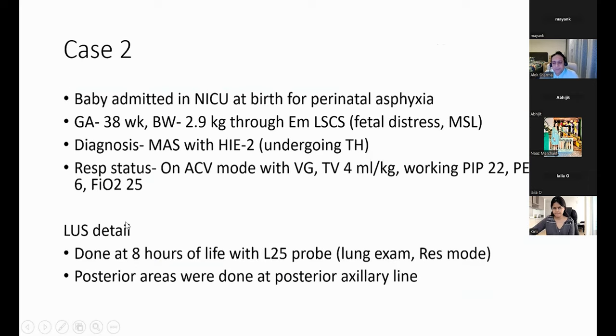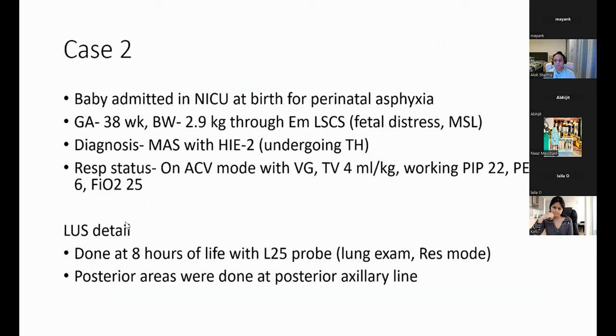Sure. My second case was again a term baby who was admitted at the time of birth for perinatal asphyxia. The gestation was 38 weeks with a birth weight of 2.9 kg, and the baby was born through emergency LSCS in view of fetal distress and meconium stained liquor. The initial diagnosis we kept was meconium aspiration syndrome with hypoxic ischemic encephalopathy stage 2, and the baby was undergoing therapeutic hypothermia.